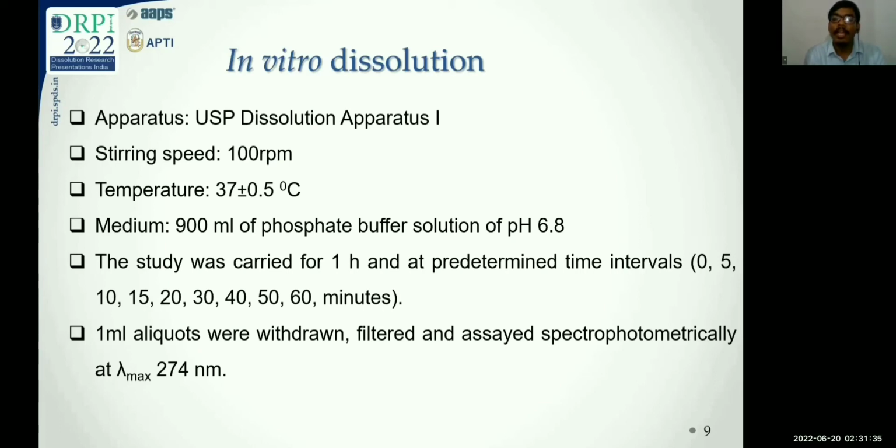This study was carried out for 1 hour and at predetermined time intervals, 1 ml of liquid was withdrawn, filtered and assayed spectrophotometrically at lambda max of 274 nanometers. And at the same time, the fresh medium, which was pre-warmed at 37 degrees, was replaced into dissolution medium to maintain the sink conditions throughout the study.